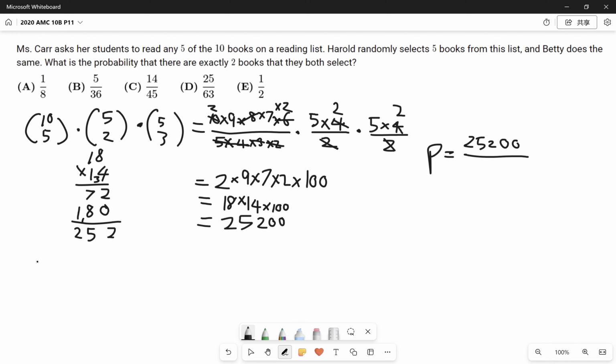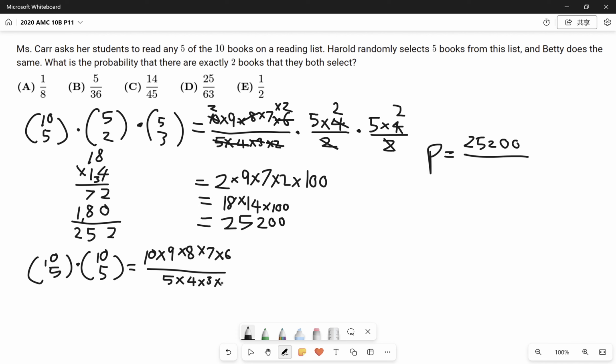So now we want the number of total cases. What's this? The number of total cases is just going to be 10 choose 5 times 10 choose 5. So why is that? Basically, we have Harold choose 5 books from the book list, and then Betty chooses 5 books, disregarding whatever Harold chooses. So they're not related, they're independent events. This provides us with all the combinations that Harold and Betty might choose. So we have 10 times 9 times 8 times 7 times 6 over 5 times 4 times 3 times 2, and we square this value.